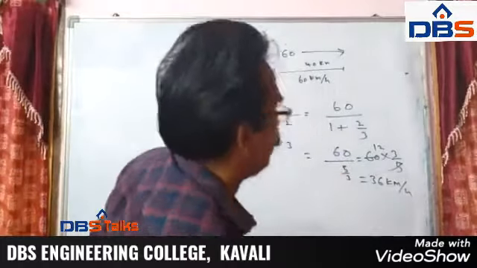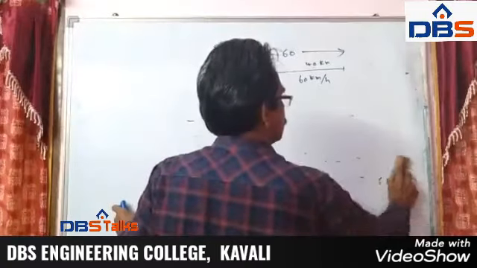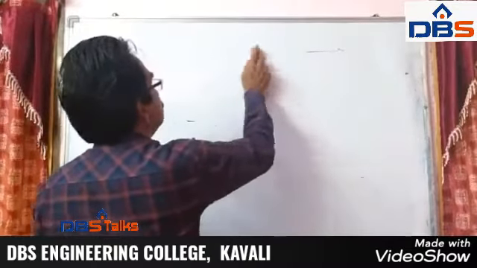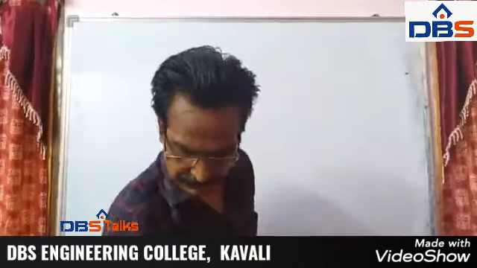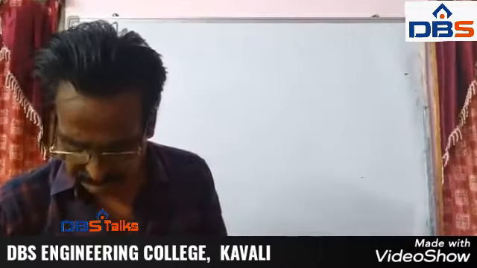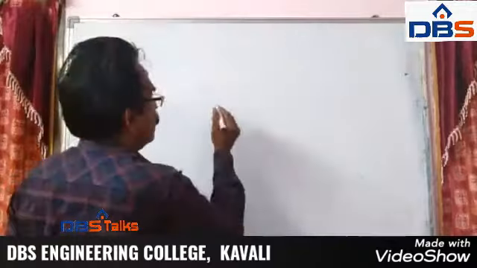Okay friends, let us see one more problem. A 150 meters long train is moving with a uniform velocity of 45 kmph. Find the time taken by the train to cross a bridge of 850 meters long.